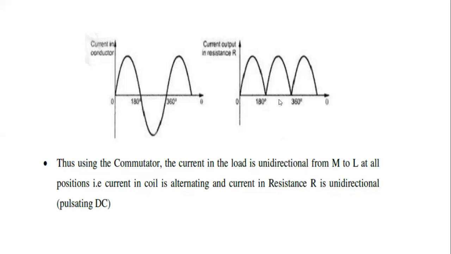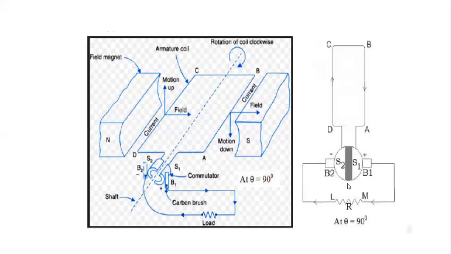Okay, therefore there is no change in the current in the two cases. That will be observed in this diagram. In the first position the CD conductor is on the north pole side and the AB conductor is on the south pole side. At the end of the conductor we connect the commutator segments, that is S2 is connected to CD and S1 is connected to AB. Therefore the direction through the load is M to L: B1, M, L and B2, D, C.